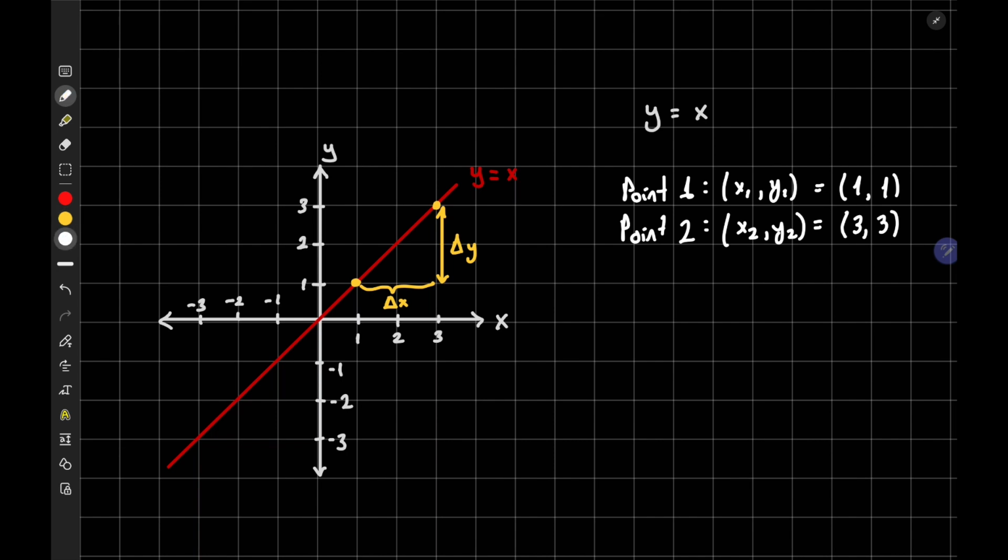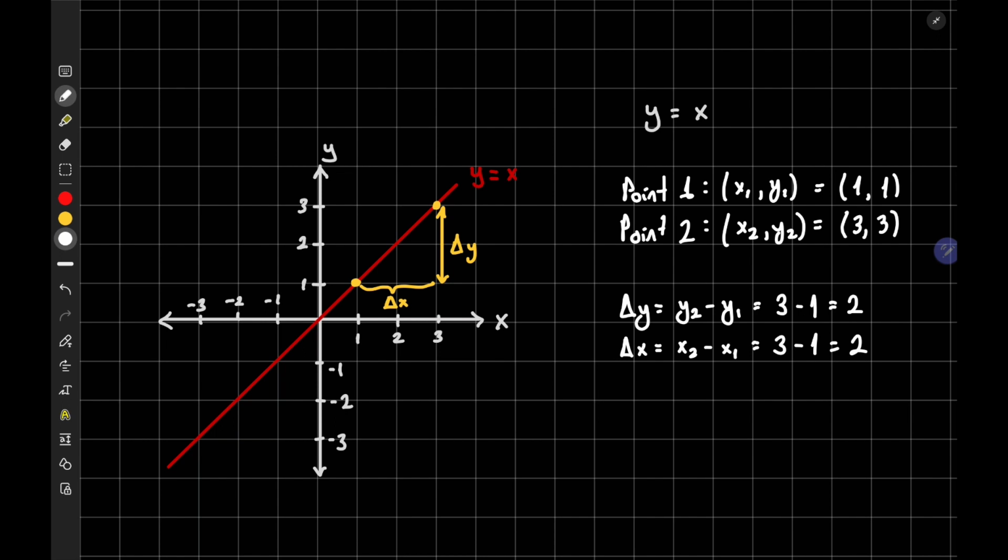So here we can see that delta y is y2 minus y1, which means the y value of our second point minus the y value of our first point. So that is 3 minus 1. So delta y is 2. Now let's calculate delta x. Delta x is x2 minus x1. In that case, our x2 is 3 and x1 is 1, so our delta x will be 2 again.